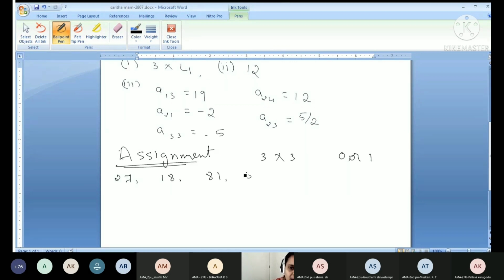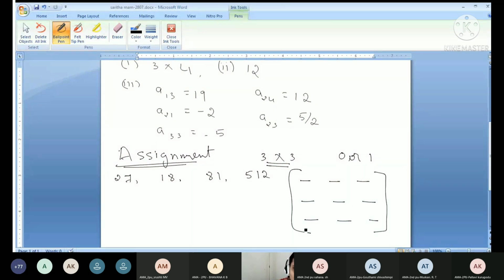512. Okay. Now what does a 3 by 3 matrix look like? 1 2 3, 1 2 3, 1 2 3. I'm not writing elements. Isn't this a 3 by 3 matrix? Is this correct? What must be the elements? 0 or 1 must be the element. You have to write either 0 or 1 in every position.